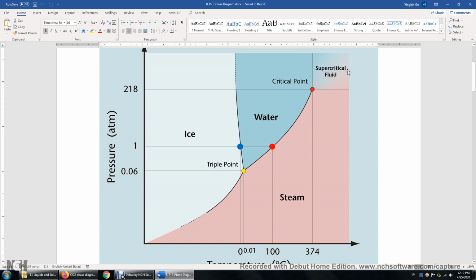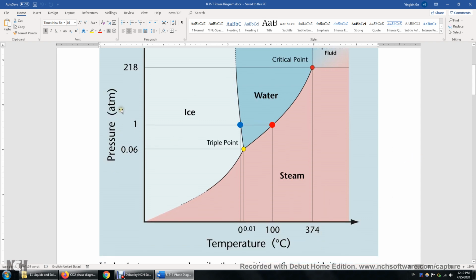And this supercritical fluid has lower density than liquid, but much higher density than gas. Now this is the analysis of the phase diagram of water. Of course, you can use a different unit here or here. Just pay attention to the axis and the units.